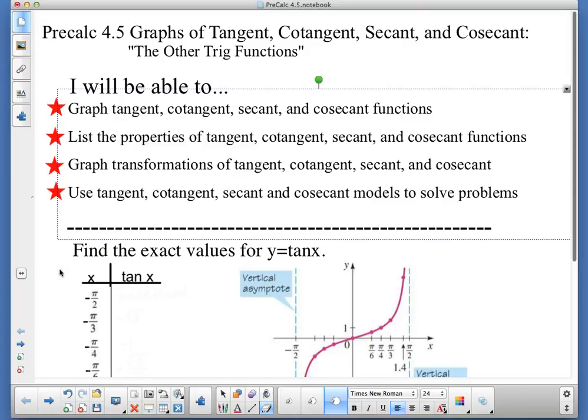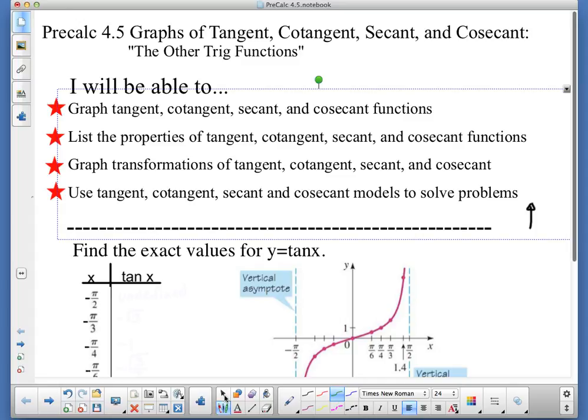Okay, guys, here we go. We're going to be looking at 4-5 day 1. I know it's a little bit reverse of what we've been doing, but as we get going here, I will be able to graph tangent, cotangent, secant, and cosecant functions, list the properties of tangent, cotangent, secant, and cosecant functions, graph the transformations of tangent, cotangent, secant, and cosecant, and use tangent, cotangent, secant, and cosecant models to solve problems.